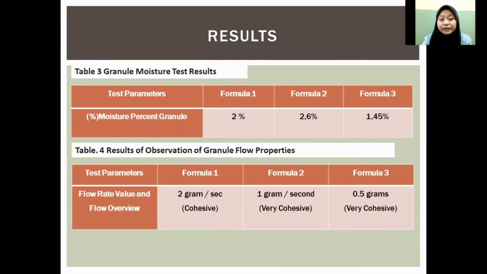Granule flow properties. Granule flow properties greatly affect the uniformity of tablet weight. So it is necessary to test the flow properties in order to get tablets that have a uniform weight. Granule flow properties can be known by measuring the flow time and angle of repose. Flow time is the time required to flow a certain amount of granules through the equipment used.